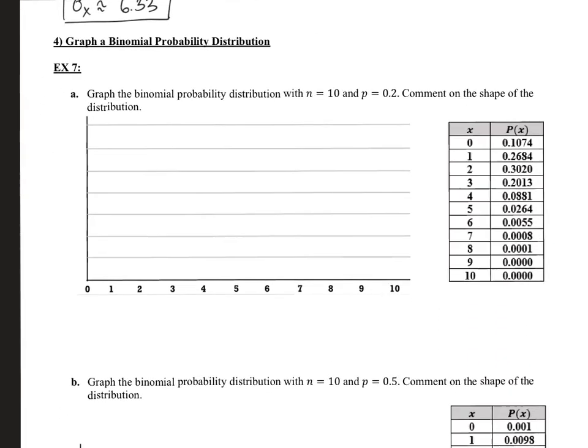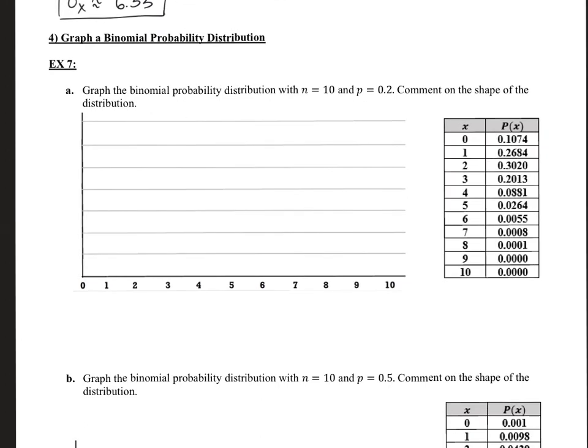Now, for objective 4, graph a binomial probability distribution. For example 7, we're given our table of values here, and we're told to graph a binomial probability distribution with n equal to 10 and p equal to 0.2, so probability of success 0.2. Comment on the shape of the distribution.